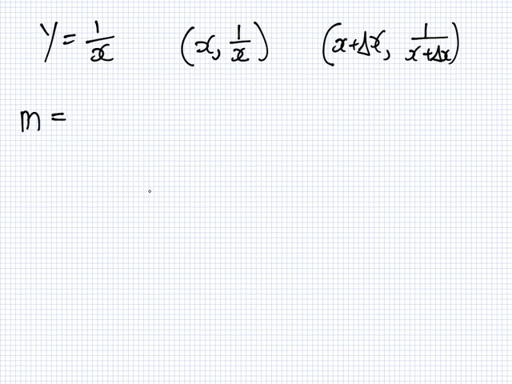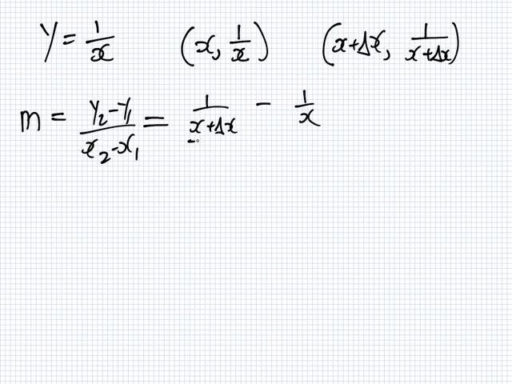m equals y2 minus y1 over x2 minus x1. That's equal to 1 over x plus delta x minus 1 over x, all over x plus delta x minus x. So far that's okay?